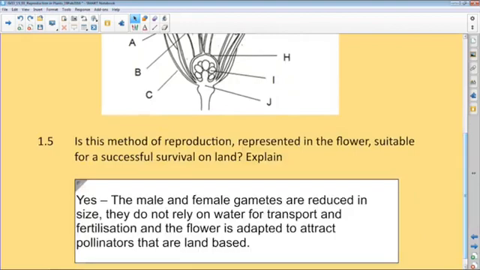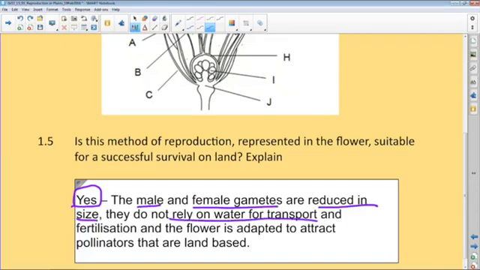There we go. Okay, and the answer, can you remember it said there, is this method a good method? And yes, it is a good method. If it wasn't a good method, it wouldn't be the most complex plant. The male and the female gametes are reduced in size. So in other words, if they're smaller, they don't have to use as much energy to make. They do not have to rely on water to transport them. Like air and all that, but they don't have to use water. And what happens if there is no water?